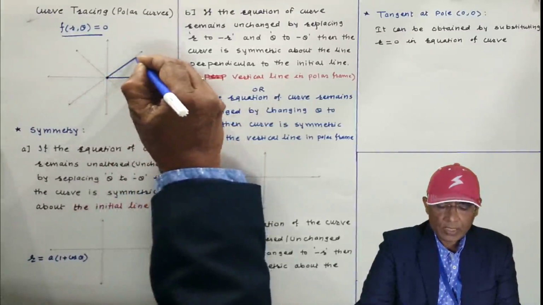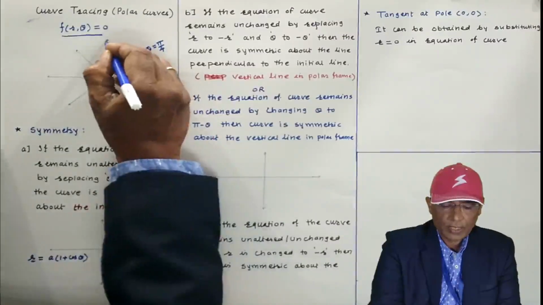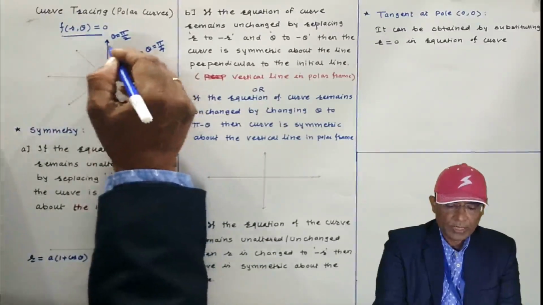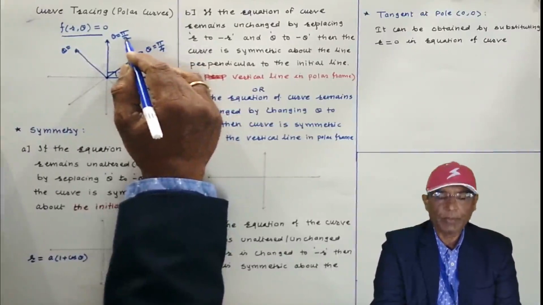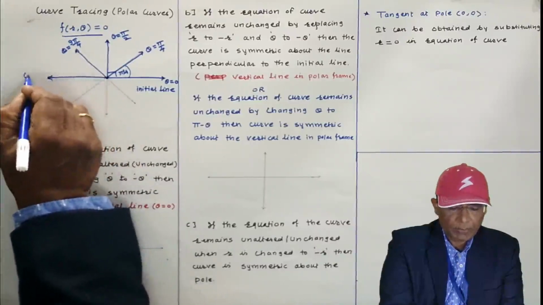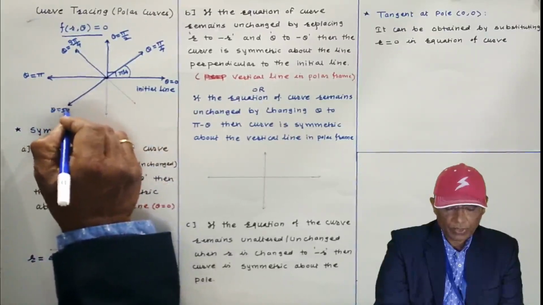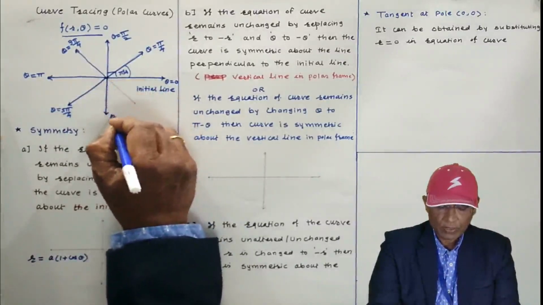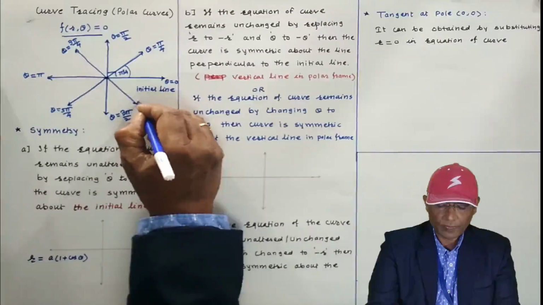And this line is theta equals pi by 4, because this angle is pi by 4. This is theta equals pi by 2, because this much angle is pi by 2. This is pi by 4, 2 pi by 4, 3 pi by 4. Now 4 pi by 4 is theta equals pi, then theta equals 5 pi by 4, theta equals 6 pi by 4, which is 3 pi by 2, theta equals 7 pi by 4.